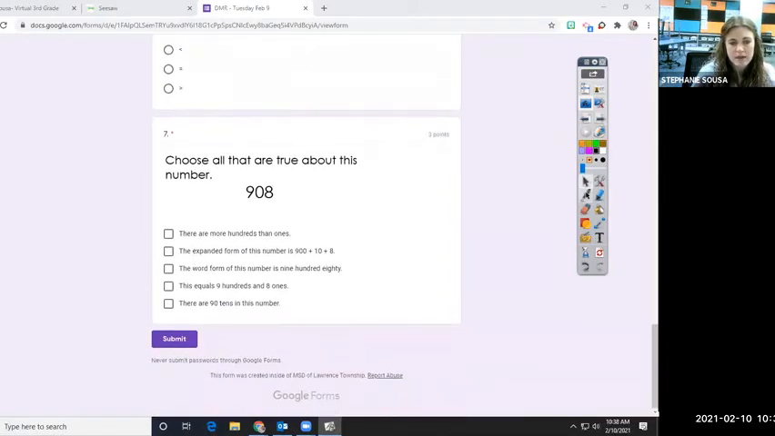All right. Next up, same thing, kiddos. It says all that are true. And notice right here, I gave you a little hint. This has 3 correct answers. So you've got to choose 3 correct answers to get your points.